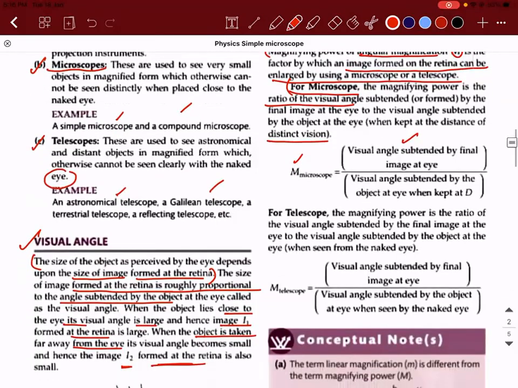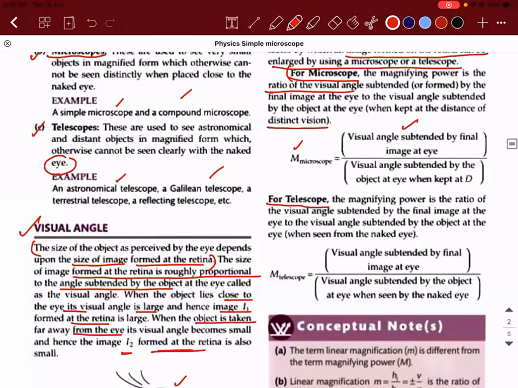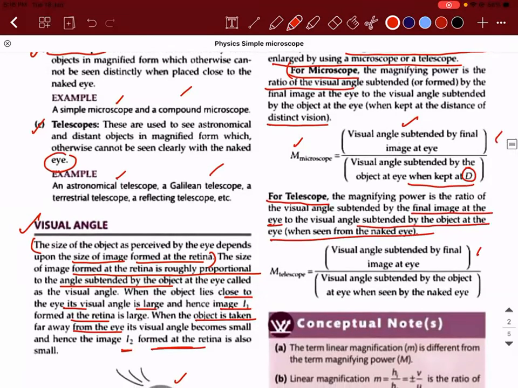Similarly, for a telescope, the magnifying power is defined as the ratio of the visual angle subtended by the final image at the eye to the visual angle subtended by the object at the eye when seen with the naked eye. If you observe, the numerator is the same in both cases, but in the denominator, in the case of a microscope you use the least distance of distinct vision, whereas in the case of a telescope you use seen with the naked eye. Naked eye means without the help of any optical instrument.